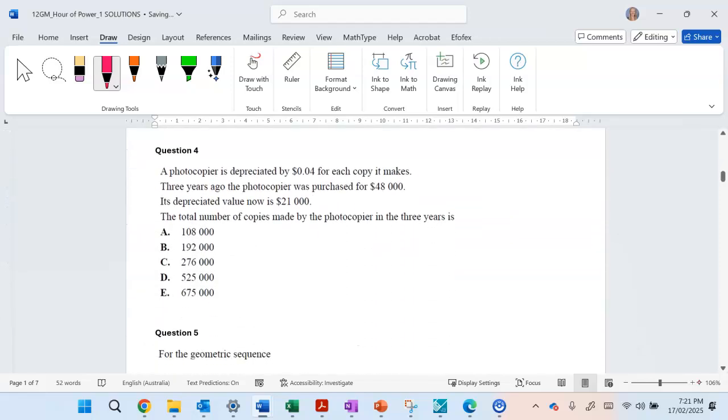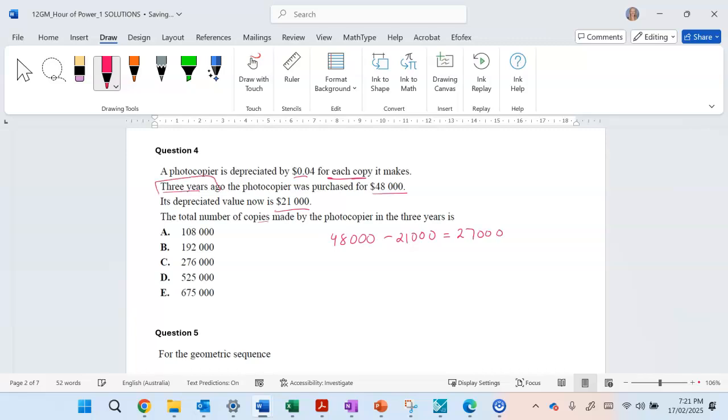Question 4. A photocopier is depreciated by 4 cents for each copy it makes. So it's an example of unit cost depreciation. 3 years ago, the photocopier was purchased for $48,000. It's now worth $21,000. So the total number of copies. We're doing 48,000 minus 21,000, to work out how much it's actually depreciated by. In the calculator, we get 27,000.